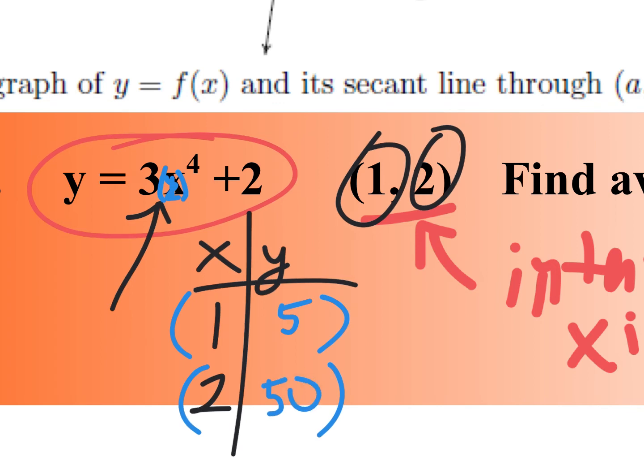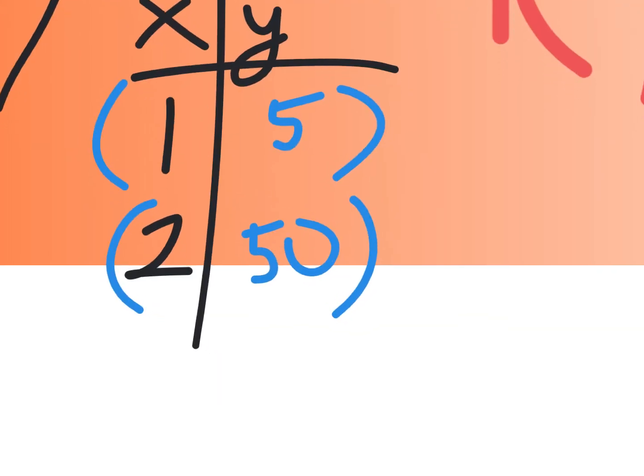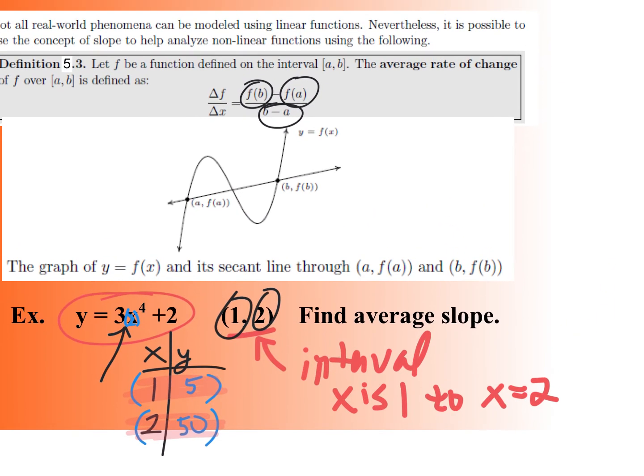Now, if I had just said, what's the slope between 1 comma 5 and 2 comma 50? That would have been easy. And that's really what you have to do. So you just have to find these points first, and then it's just the slope between those 2 points? All right. Let's analyze that in the context of this.